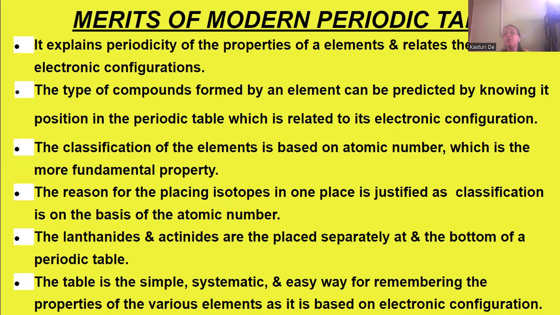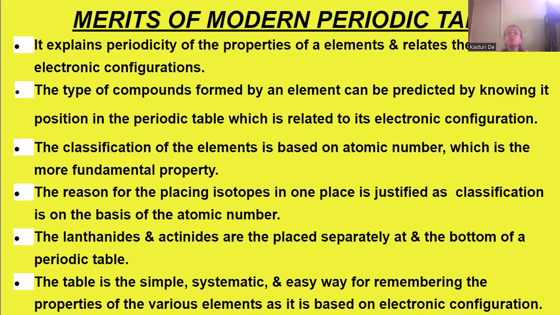The classification of the elements is also based on the atomic number, which is a very fundamental property, because the modern periodic table is based on the atomic number of the elements. The reason for placing the isotopes in one place is justified, as classification is on the basis of atomic number. Then the lanthanides and actinides are placed separately at the bottom of the periodic table.